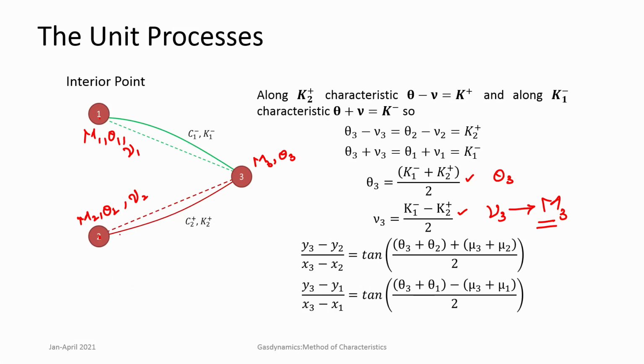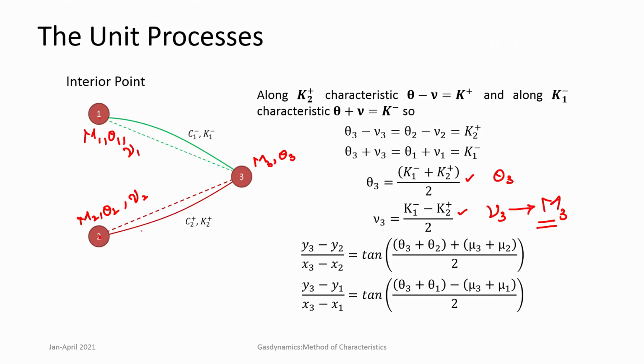Now, in general the characteristics are not straight lines, but if you take a good number of discretized points which are close to each other, then we can assume that they are almost a straight line in between the points 1 and 3 and 2 and 3 respectively. Okay. And also, to give better accuracy, the angle that is taken is an average.